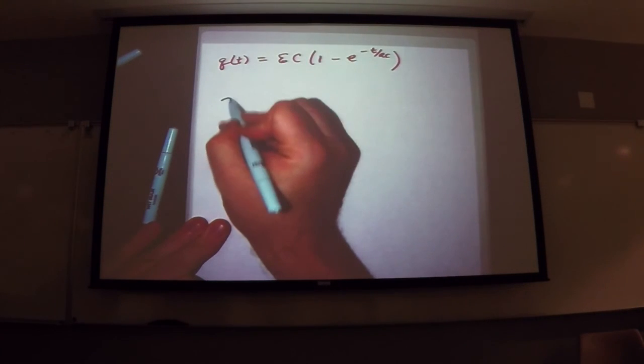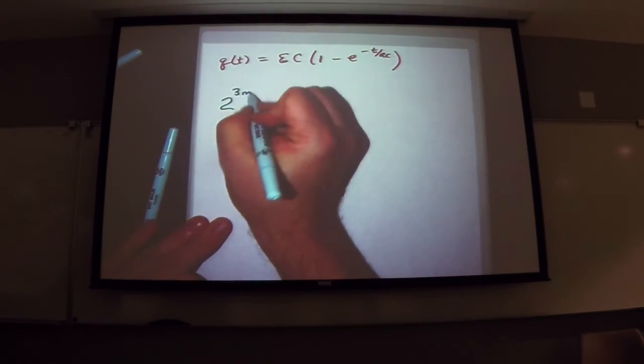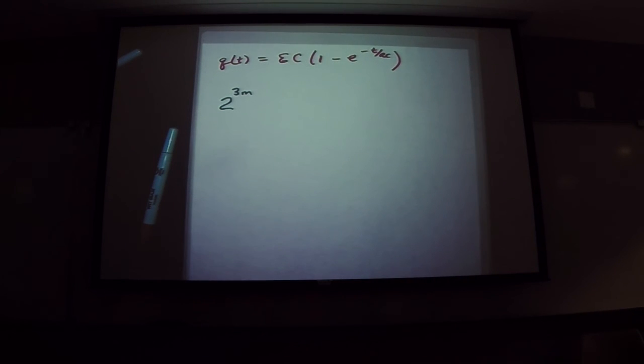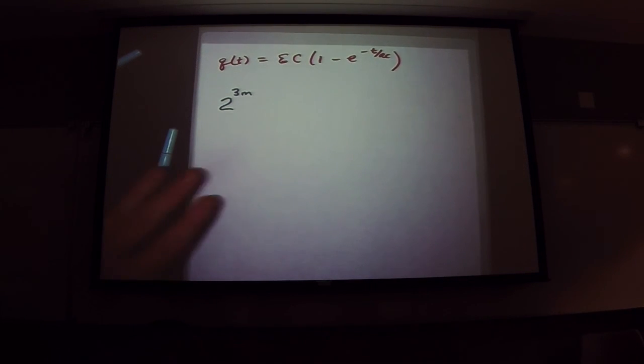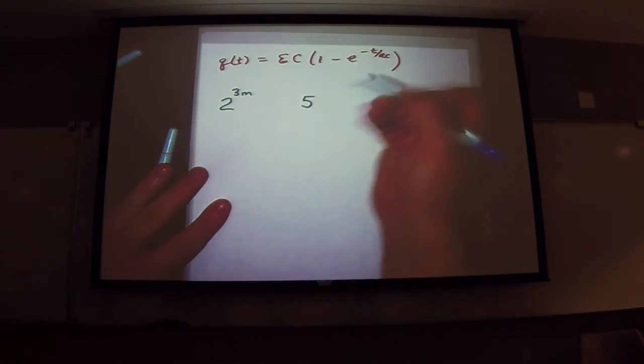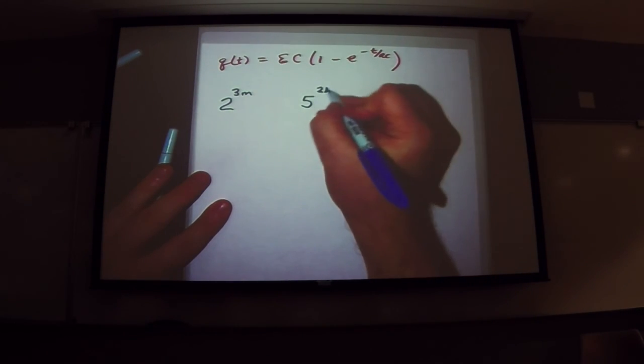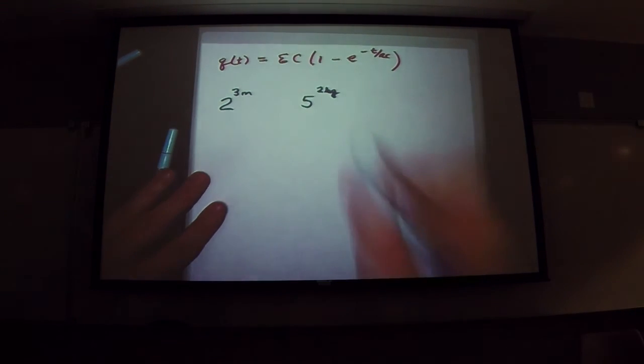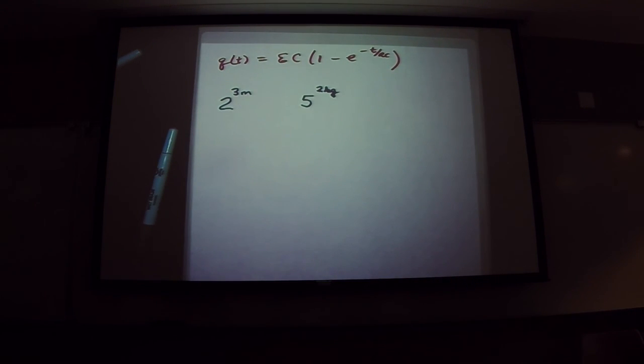What is 2 to the power of 3 meters? Okay, what is that? 2 to the power of 3 meters. 8 meters? What about 5 to the power of 2 kilograms? It doesn't make any sense.